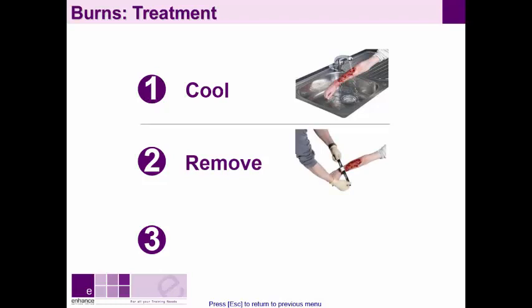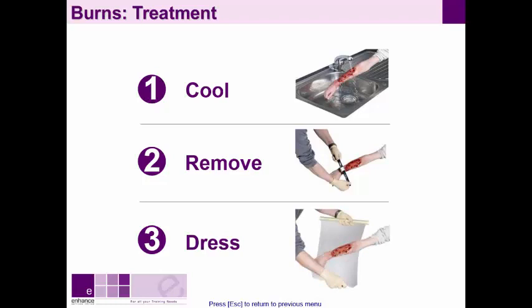Remove anything around the area. Obviously, we want to stop the restriction of blood flow, and we're trying to avoid the swelling that will come if you've got a ring on the hand, if you've got a bracelet, anything like that. That's got to get removed because the body will start to put fluid in that area and it will start to swell.